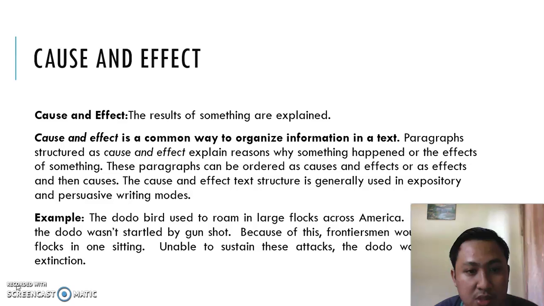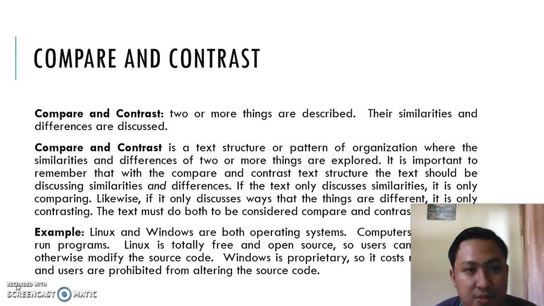For example, the dodo bird used to roam in large flocks across America. Interestingly, the dodo wasn't startled by gunshots. Because of this, frontiersmen would kill entire flocks in one sitting. Unable to sustain this attack, the dodo was hunted to extinction.